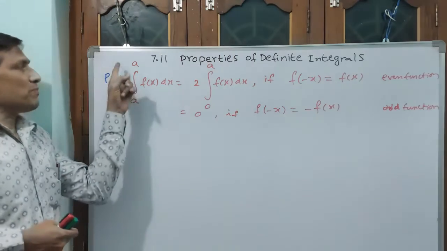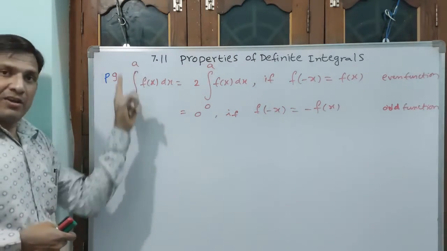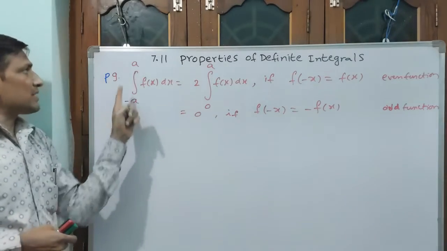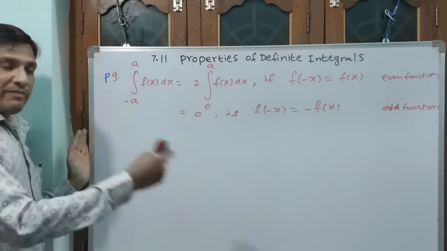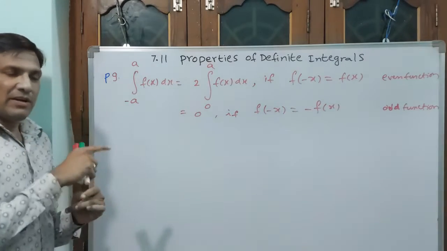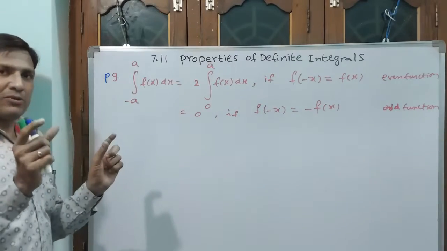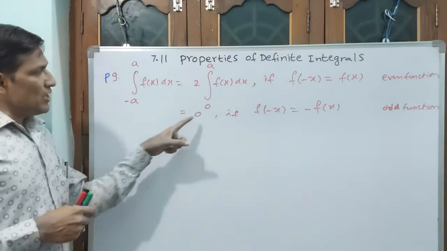Integral minus a to plus a. Observe carefully, same interval, a, b, but one is minus, one is plus. That means in between it crosses 0. That you keep in your mind. Minus 1 to 1 means minus 1 to 0, 0 to 1. Same interval, 2 intervals are there. Okay, same we have written here also.